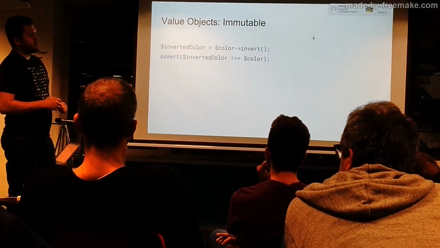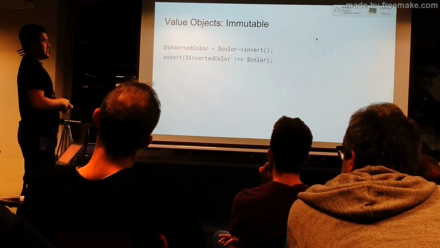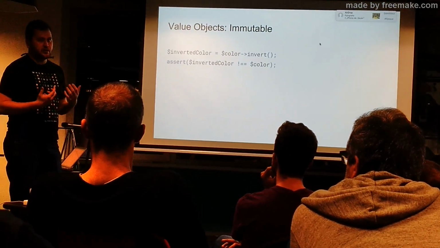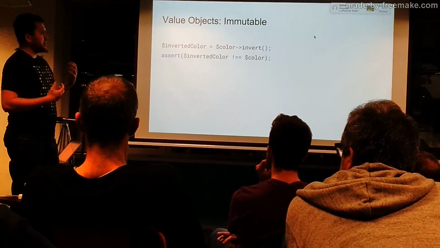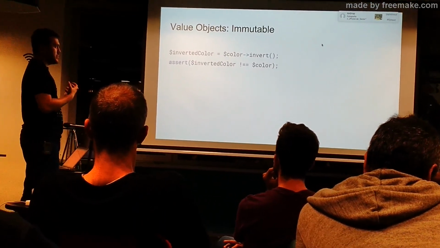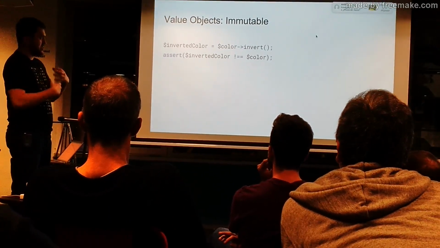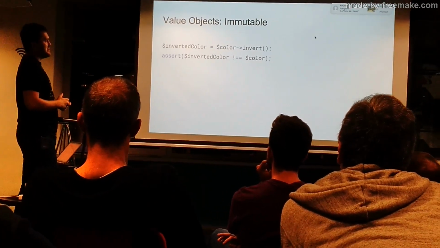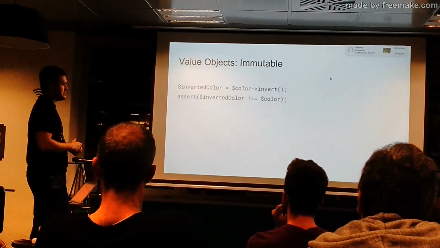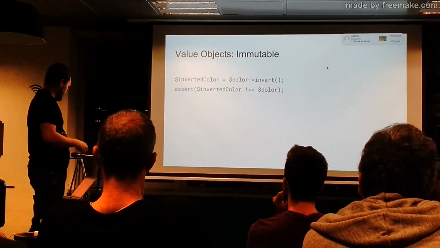Value objects should also ideally be immutable, which means that when you are doing some operation on them that would change their internal state, you want to create a new object that contains the new state. You don't mutate the original object, you create a new one. Which means that when you call invert on the color, it creates a new object and it has a different identity, which means it's a whole other object.